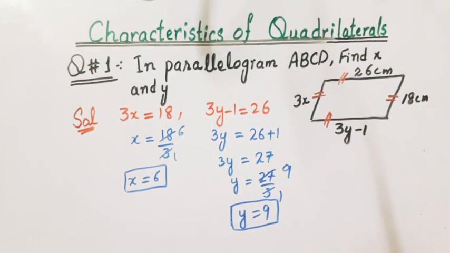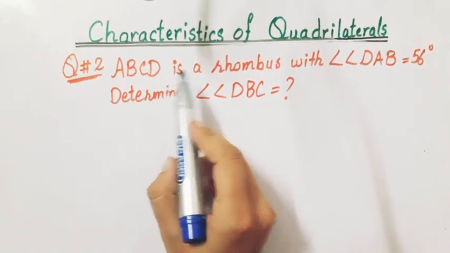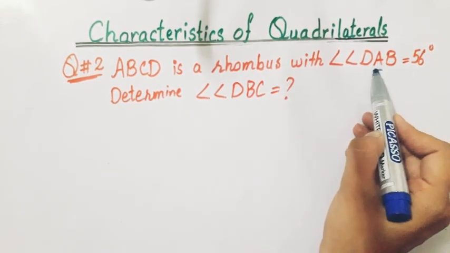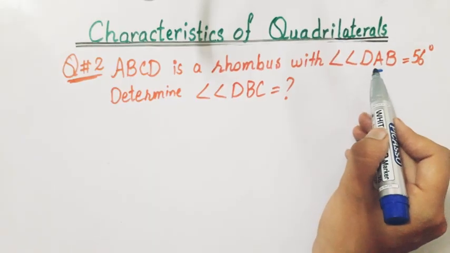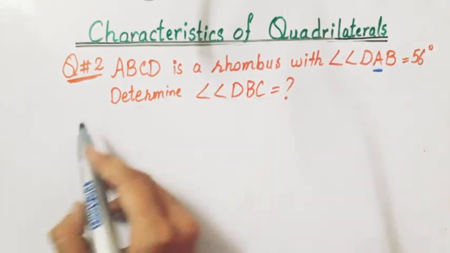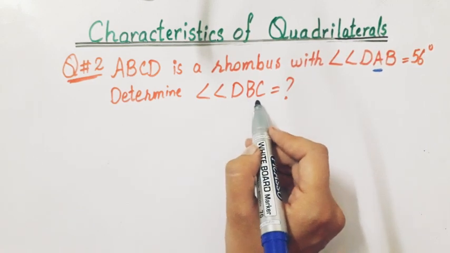Now question number 2. ABCD is a rhombus with angle on A. The letter which is right in the middle represents the angle. So angle A is 56 degrees. Determine the angle DBC. You have to find the angle DBC.